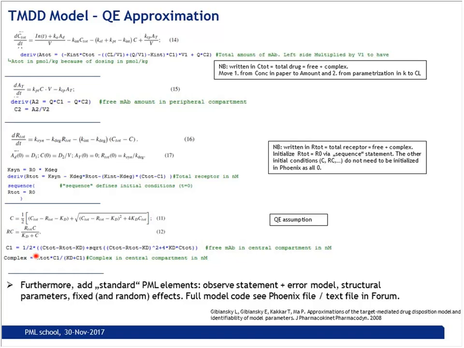The rest of it in the Phoenix model language are the standard elements, I would say. You need an observed statement, you need an error model, and then you define your structural parameters, and then that's basically it. And of course, this will all be posted in the Phoenix forum, so if you think you can make use of the code, just grab it and play with it.